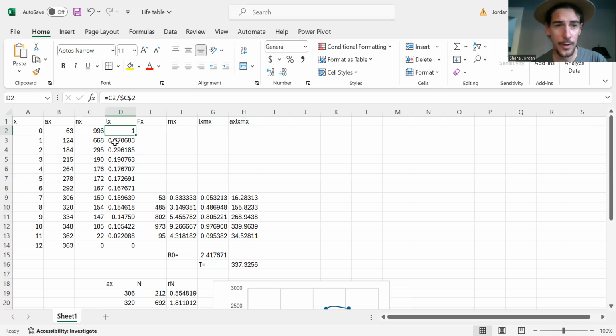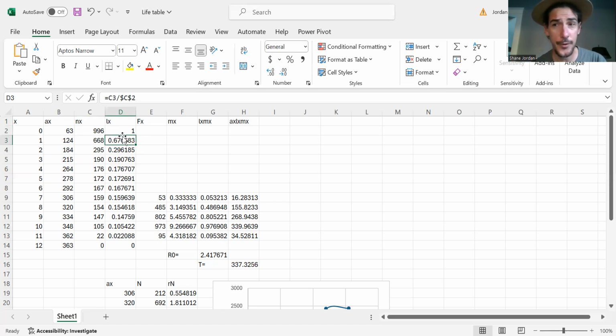For the second row of data that we have, we would take the number of individuals that survived at the second age class after 124 days and divide that by the number of individuals we had at the first age class, which is equal to 996. And we can see that that value is not equal to 1. It is instead equal to 0.67.